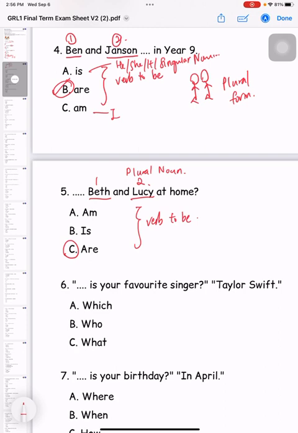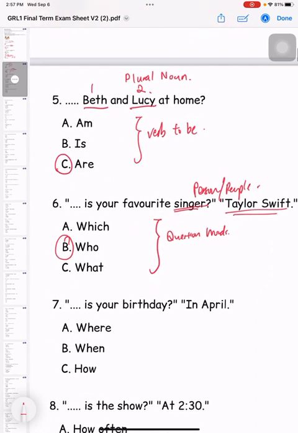Okay, now next. Is your favorite singer Taylor Swift? Now we are choosing what is called the question word. Question words are the words that we use to ask questions. So who is your favorite singer? Singer is the person who sings. Taylor Swift is the person who sings. So we are talking about a person here. That's why we have to choose who. Okay, who.